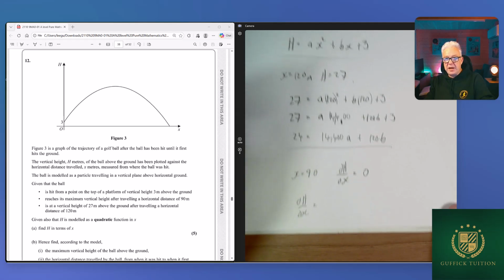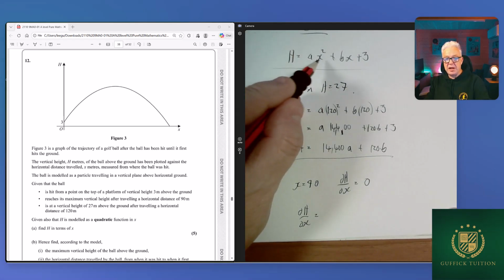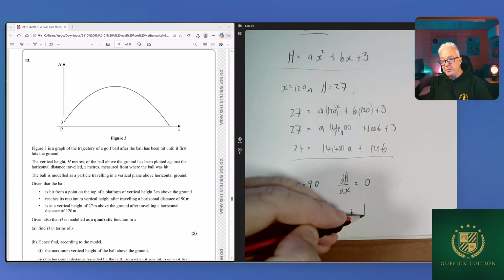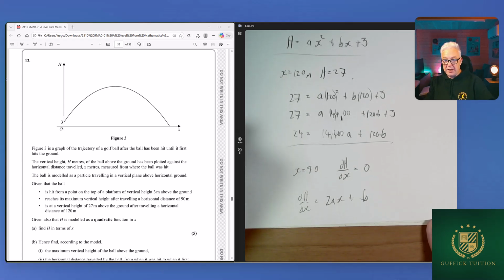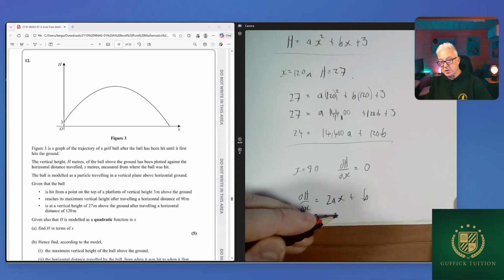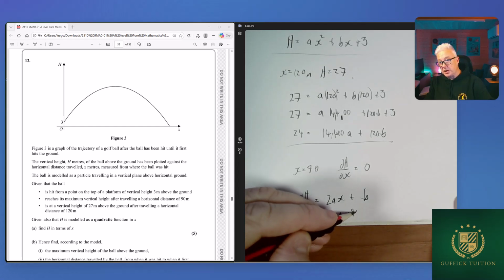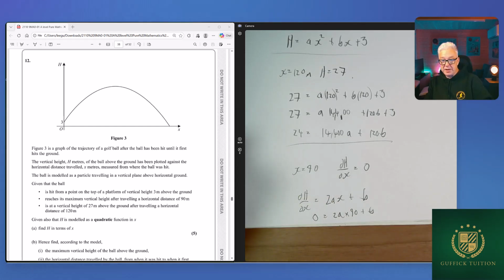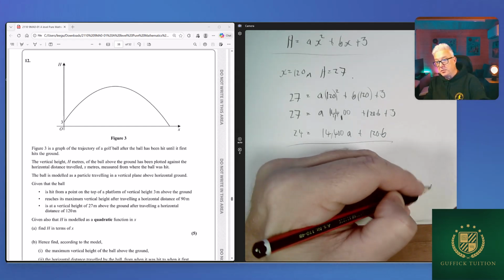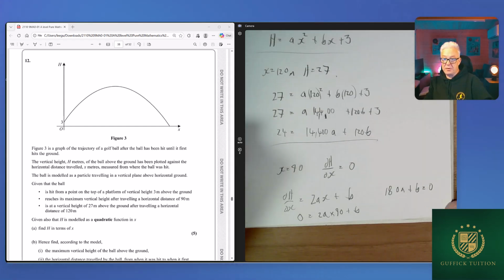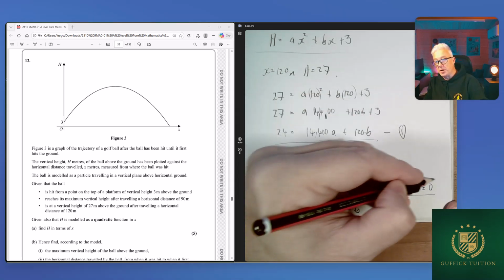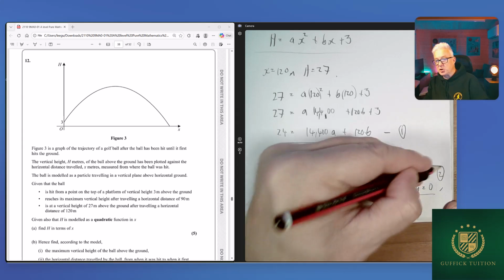Now, what's that going to be? It's going to be 2ax plus b, okay? And we're saying that this is equal to 0, so 0 is equal to 2a times 90 plus b. So this is going to give us a separate equation, which is 180a plus b equals 0, okay? So we've made use of that. I'm going to call that one equation 1. That one I'm going to call equation 2.